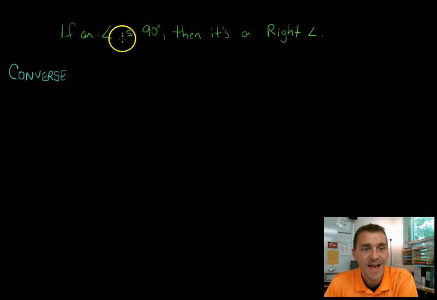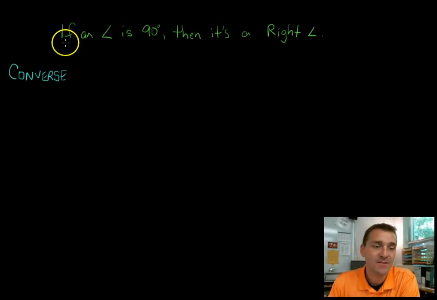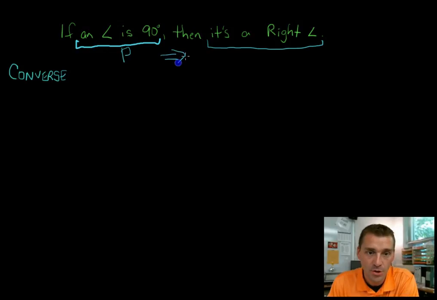It says, if an angle is 90 degrees, then it is a right angle. That is exactly a conditional statement. This, remember, is your hypothesis. This right here is your conclusion. Wonderful. So this is the P implying the Q.